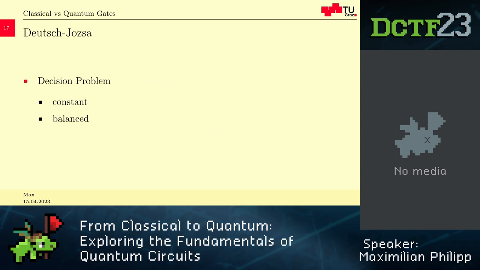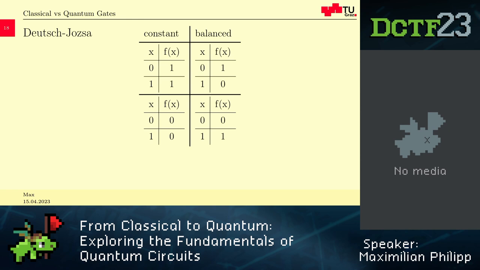Now let's go through an important algorithm that demonstrates the supremacy of quantum computers over classical ones, but it's just a little advantage. We are going to look at the decision problem of whether a function is constant or balanced, and it only has the outputs 0 and 1. I took the liberty to show what I mean with some truth tables, or basically some transition tables. The constant ones are the ones that always output the same bit. The balanced ones are the ones that output different bits.